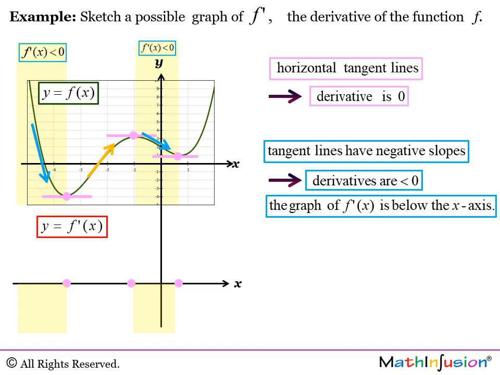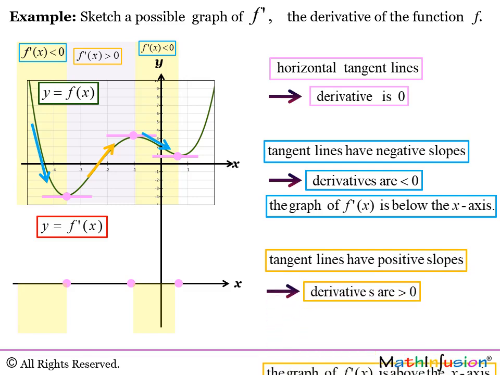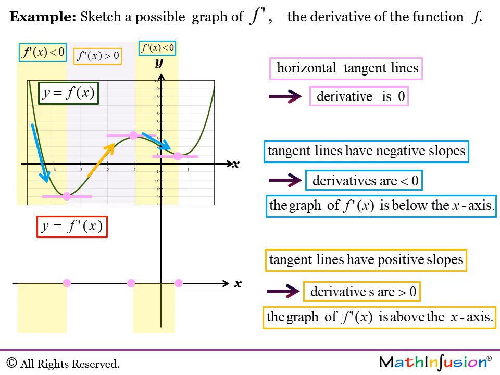Let's now observe the other two portions of the graph. Here, if you noticed, all the tangent lines have positive slopes. It means that the derivative is positive. It means that the graph of the derivative must be above the x-axis. And the same happens here.